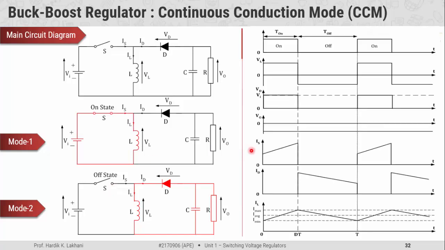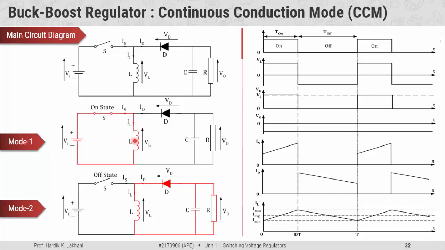These are the waveforms of the various parameters of buck boost regulator when it is operated in continuous conduction mode. So as usual in the timing diagram, the time durations for the switch are mentioned, on time duration and off time duration. So at the instant t is equal to 0, when the switch is turned on, mode 1 operation begins.